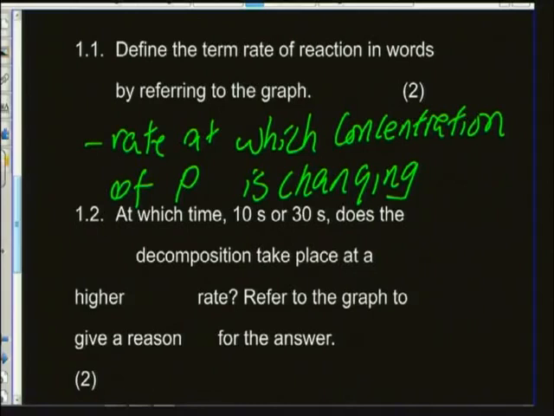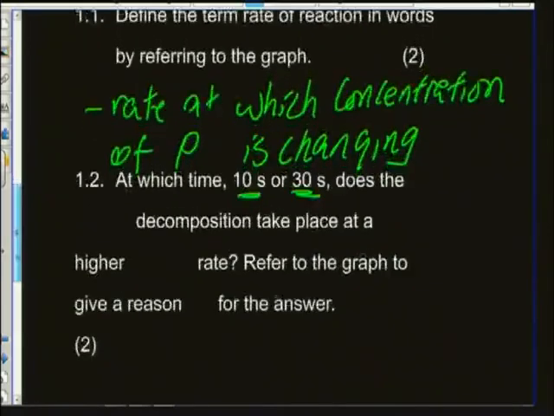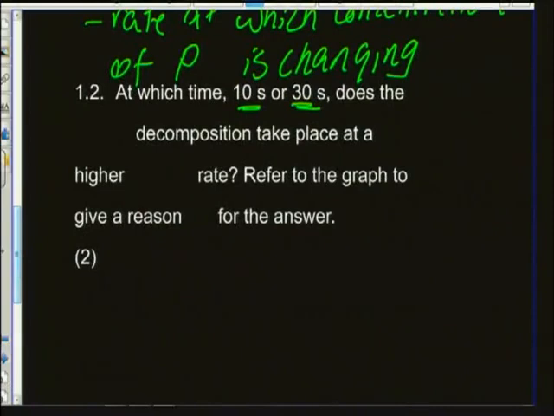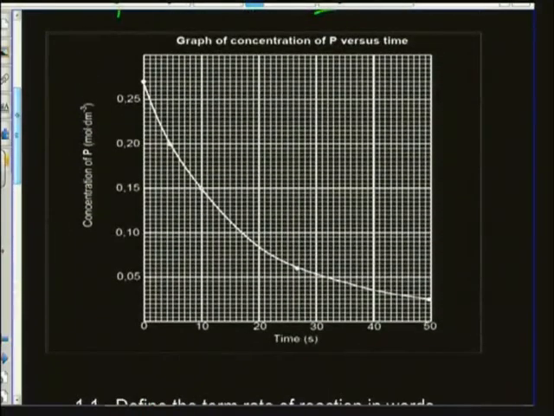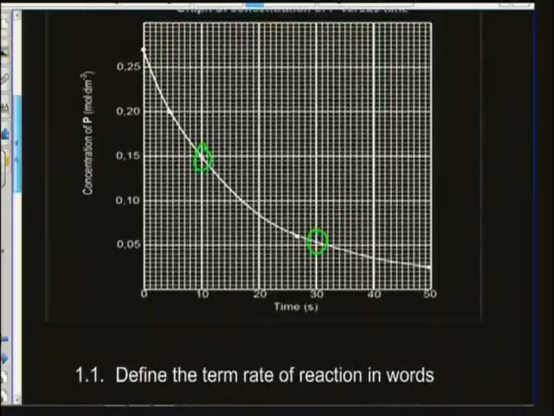They say, at which time, 10 seconds or 30 seconds, does the decomposition take place at the higher rate? And they say, refer to the graph to give a reason for the answer. Now, if you look back at your graph, look at 10 over there, and also look at 30 over there. At which time between these two times is the rate of decomposition of P the fastest?